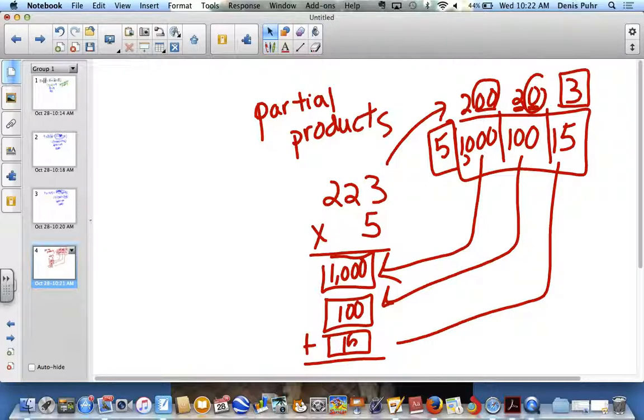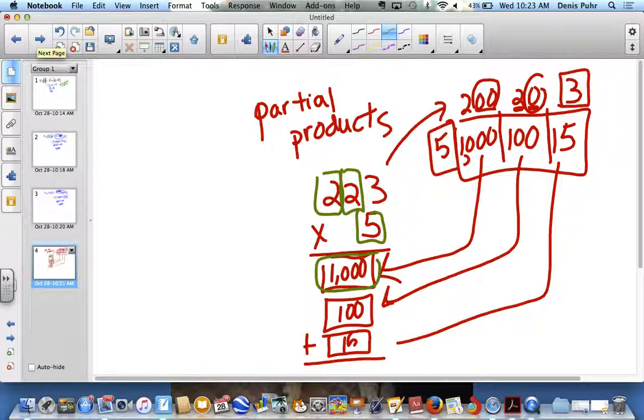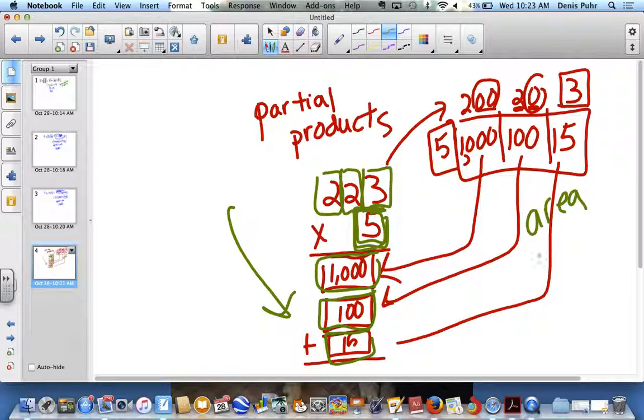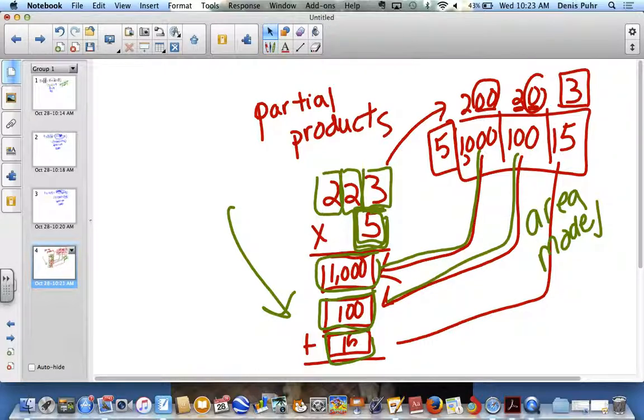It would be as if I did this. The 2 here represents 200. 200 times 5 is 1,000. The 2 here really represents 20. 20 times 5 is 100. And the 3 here is 3 times 5 is 15. So if you see a problem that has the boxes underneath, draw the area model and then just transfer or move those pieces into line underneath there and add them up.